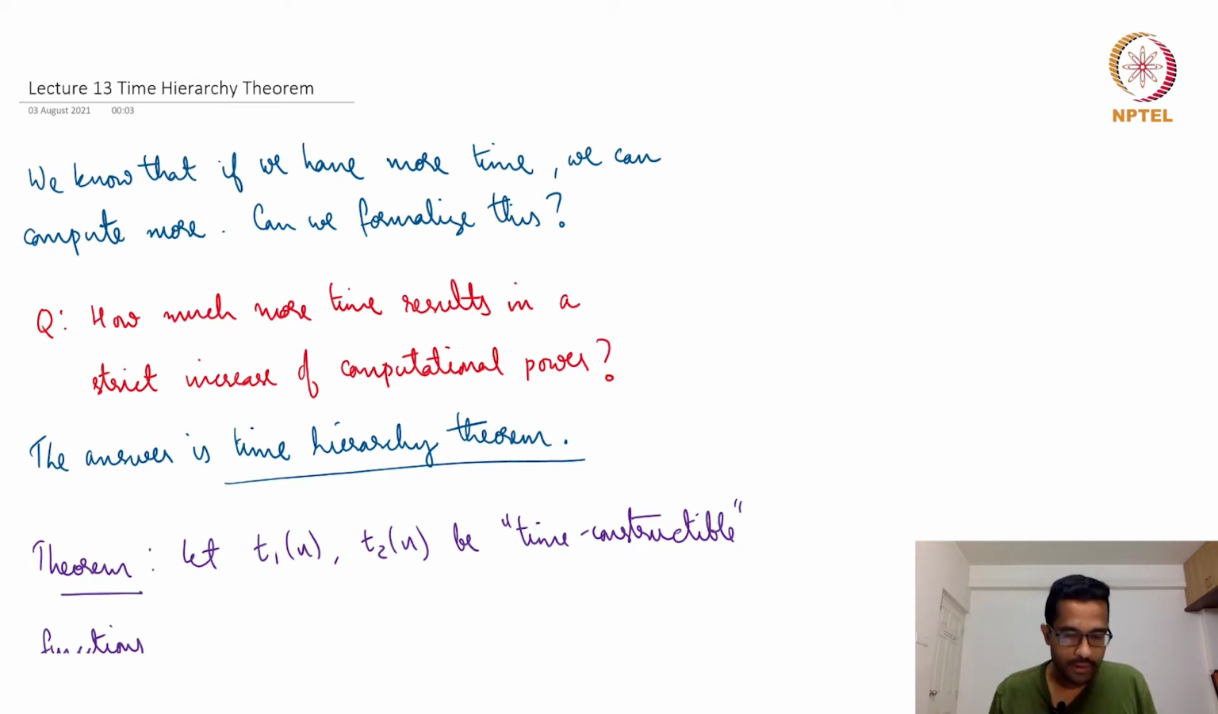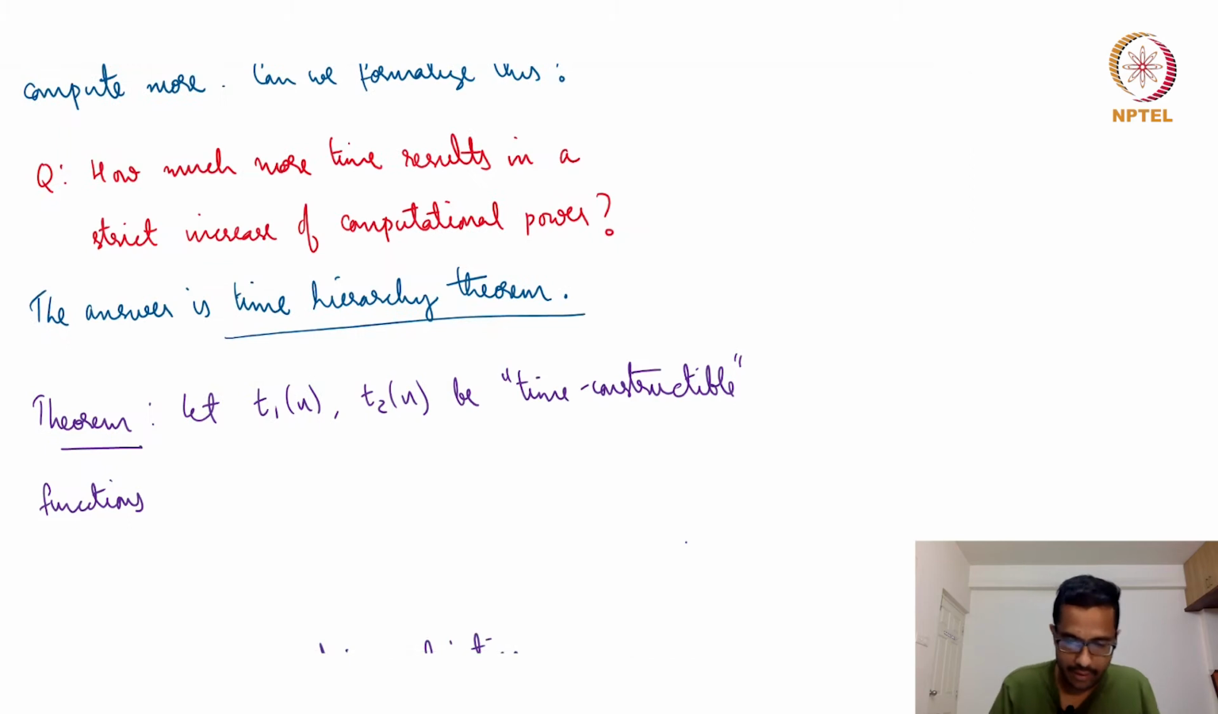More formally, if you have more time, how much more time should you give so that we can actually compute more? We'll see that. This is called the time hierarchy theorem, and I'll formally state it. Let T1 and T2 be so-called time constructible functions. At the end of the lecture, I will define what is time constructible. It's a bit of a technical definition.